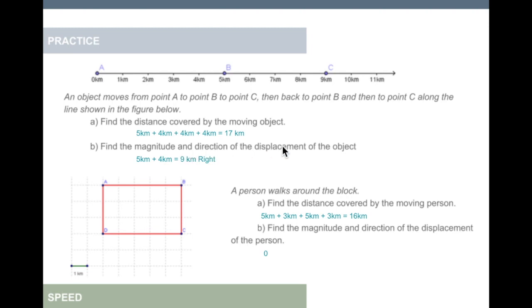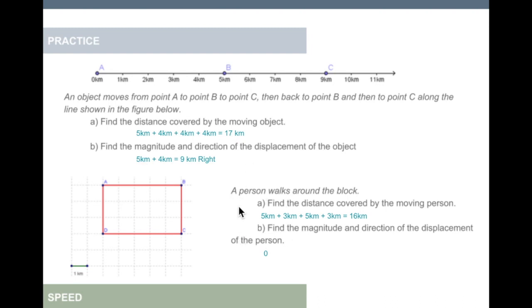Find the magnitude and direction of the displacement of the object. If we are going from the starting point to the ending point, it doesn't matter how much they moved in between that. We just want to know the shortest distance from the starting point to the ending point. We could just look at the number line: A to B is 5, plus B to C is 4. Or if this is at 0, our ending point is at 9 kilometers. So 9 kilometers, and we do have to add in direction. That's the big thing. Make sure anytime we have displacement that you put a direction in. Sometimes it might be right or left, it might be north, south, east, or west.